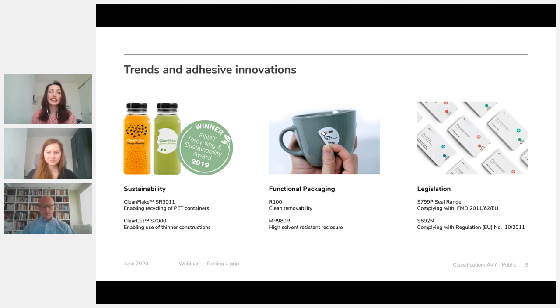So in our case, R100, mentioned before, is an adhesive, an innovation that is there for a long time, but still performs really superior when it comes to clean removability from different surfaces. And another example is more recent. It's MR980R, an adhesive that is really strong when it comes to withstanding the chemicals inside the packaging, inside the wet wipes packaging.